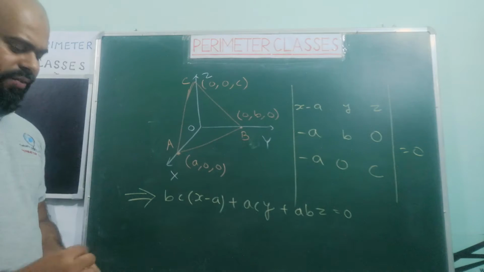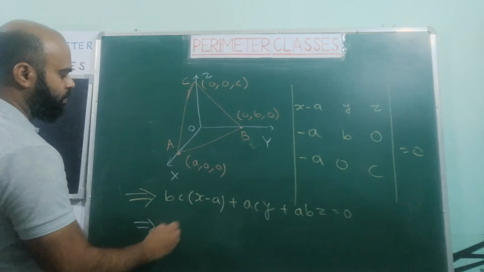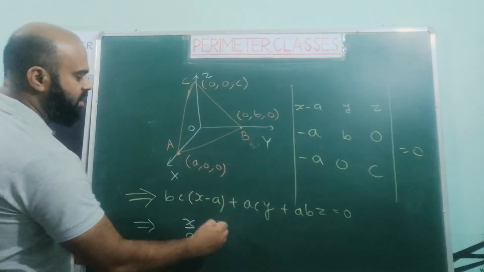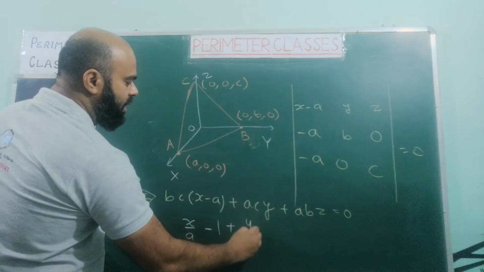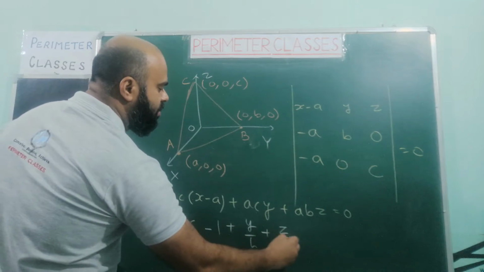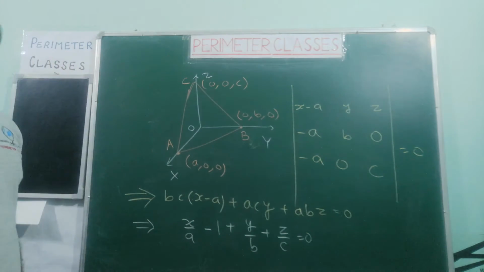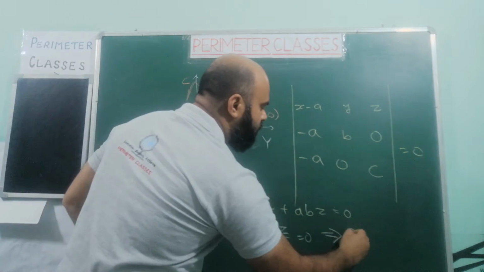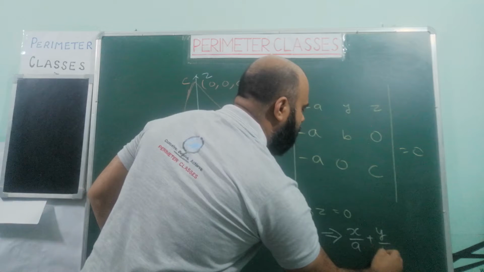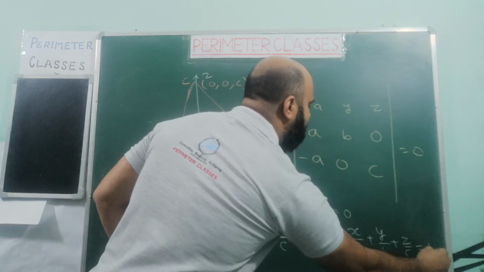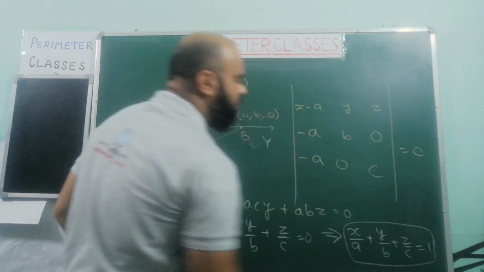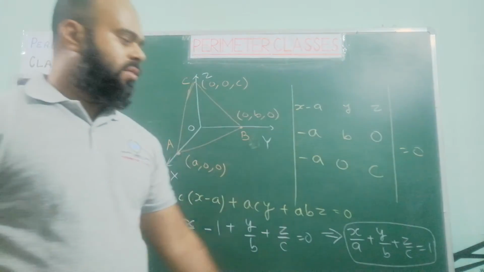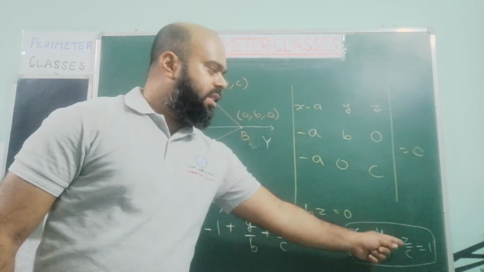Now if we divide the left hand side and the right hand side by abc, bc will cancel and you will get x by a, and here abc will be cancelled and you will get 1. Here ac will be cancelled and you get y by b, and here ab will be cancelled and you get z by c. So we are dividing by abc on the left hand side as well as on the right hand side. Finally the equation of the plane in intercept form is available to us, and this is analogous to the equation of a line in a plane. So the x-intercept is in the denominator of x, the y-intercept in the denominator of y, and the z-intercept in the denominator of z, of course.